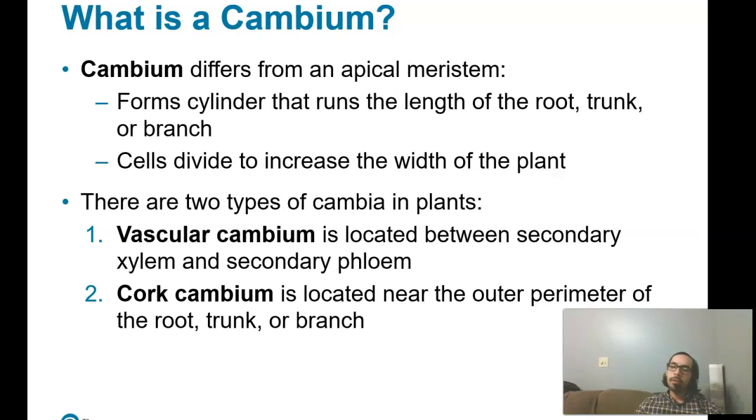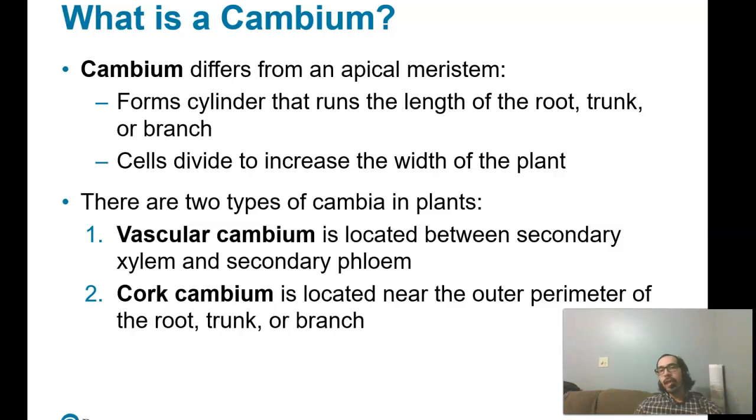So in lab, we did go over the vascular cambium that's positioned between the xylem and the phloem. So this differs from the apical meristem because it forms a cylinder that runs the length of the root, trunk, or branch. And when the cells divide, it increases the width of the plant.